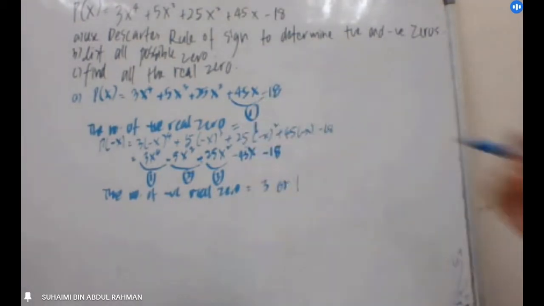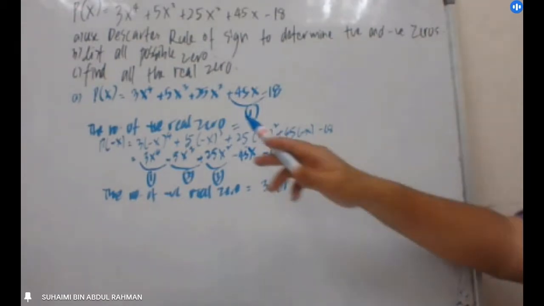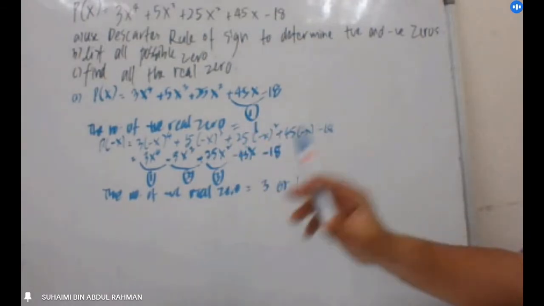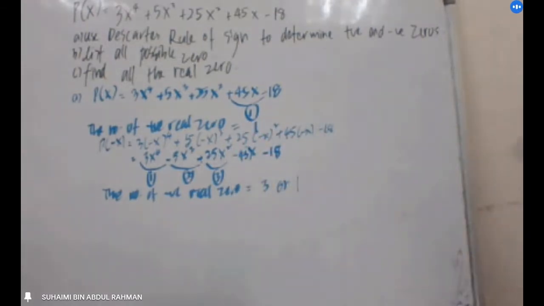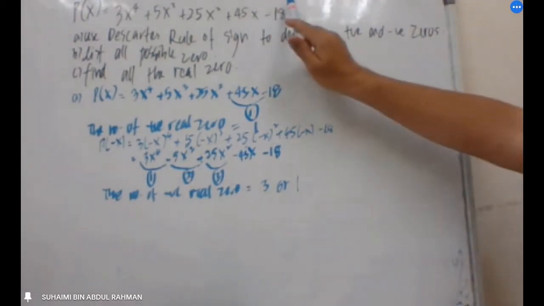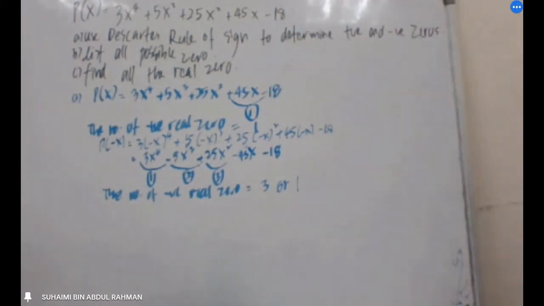So it depends on the variations of sign. Do not take for granted that positive must always be 1, and negative must always be 3 or 1. No. It depends on the case of our polynomial. You get it?